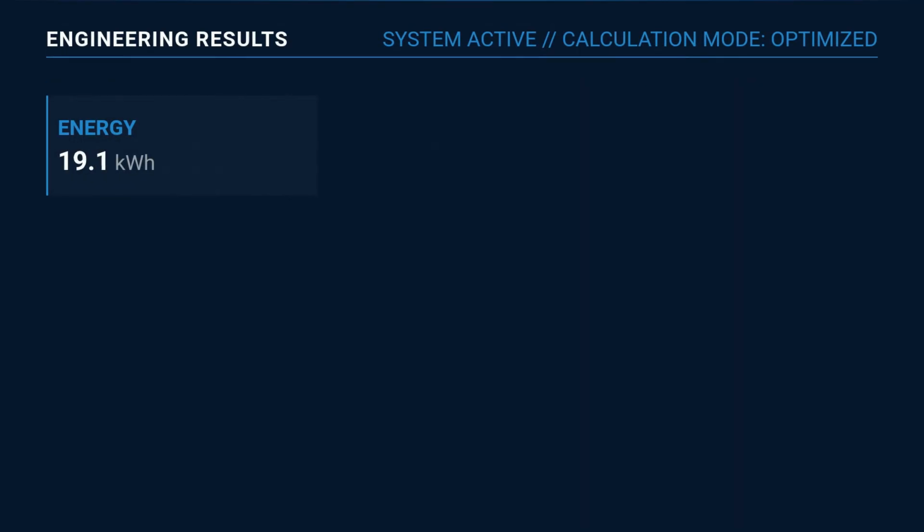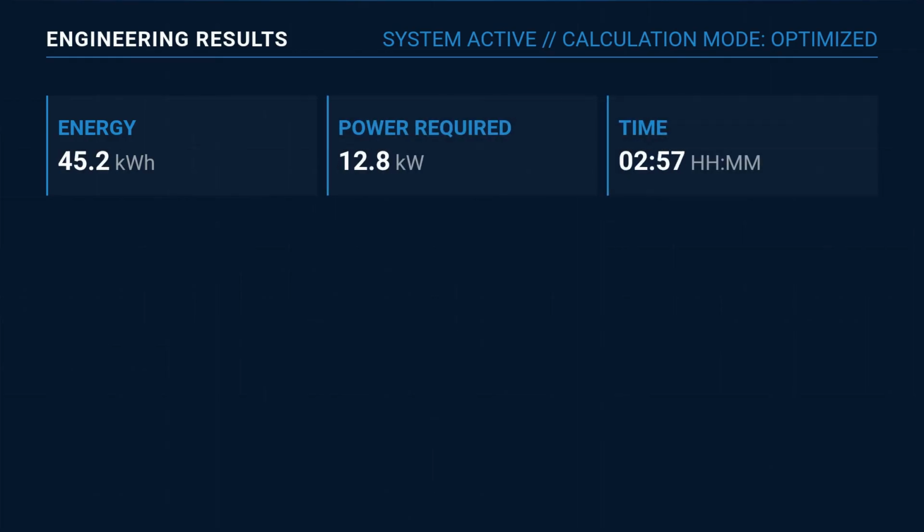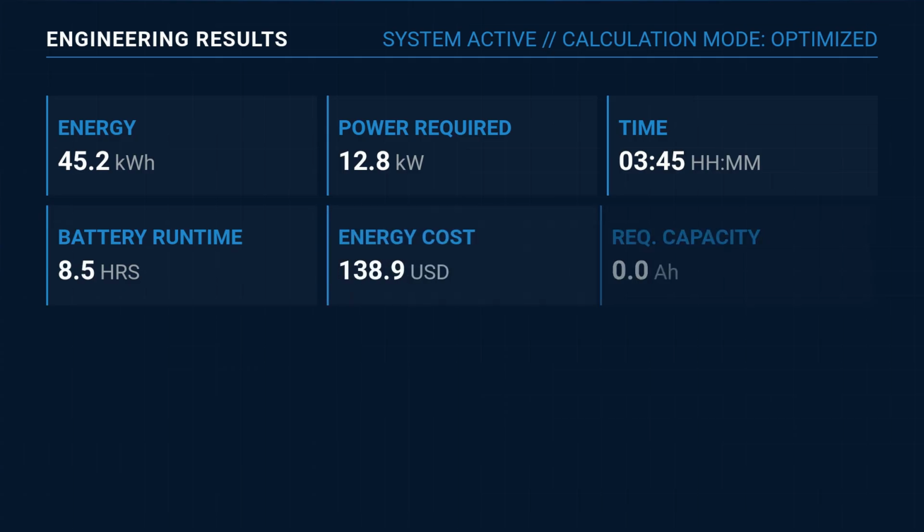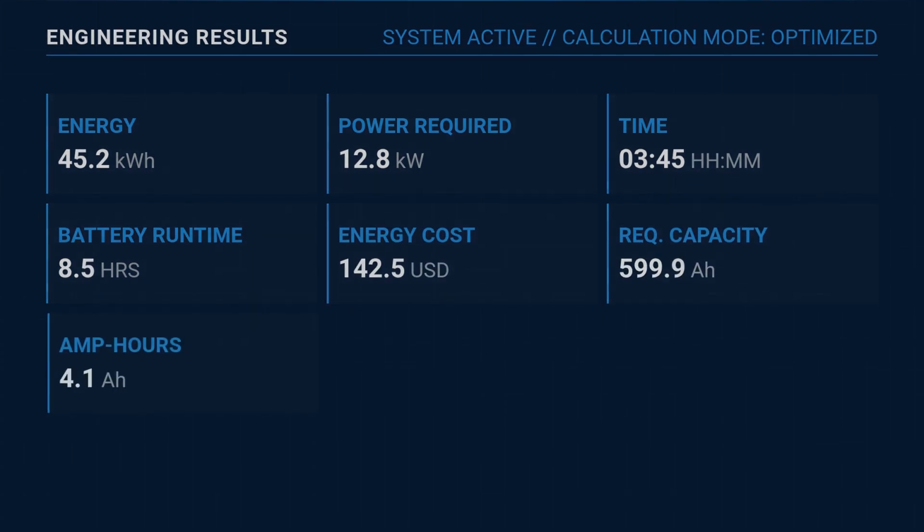The outputs include energy, power required, time, battery runtime, energy cost, required battery capacity, and amp hours. These values update based on your selected calculation mode, giving you the specific engineering data needed for your application.